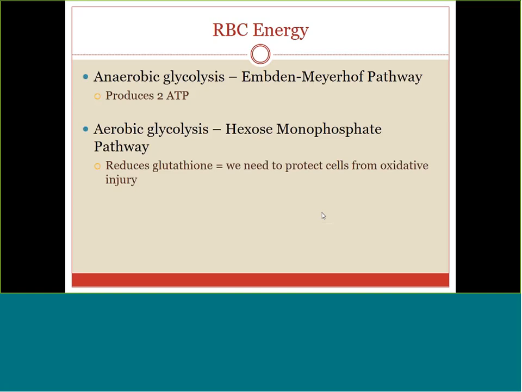At the end of that anaerobic glycolysis pathway, you will get 2 ATP. And again, ATP is always the energy for the cell. That's what energy units are for the cell. The other pathway, called the aerobic glycolysis, is also named the Hexose monophosphate pathway. This pathway is getting us glutathione. Glutathione has a very important role in our body in that it protects our red cells from oxidative injury. So we need that to keep our cells protected.